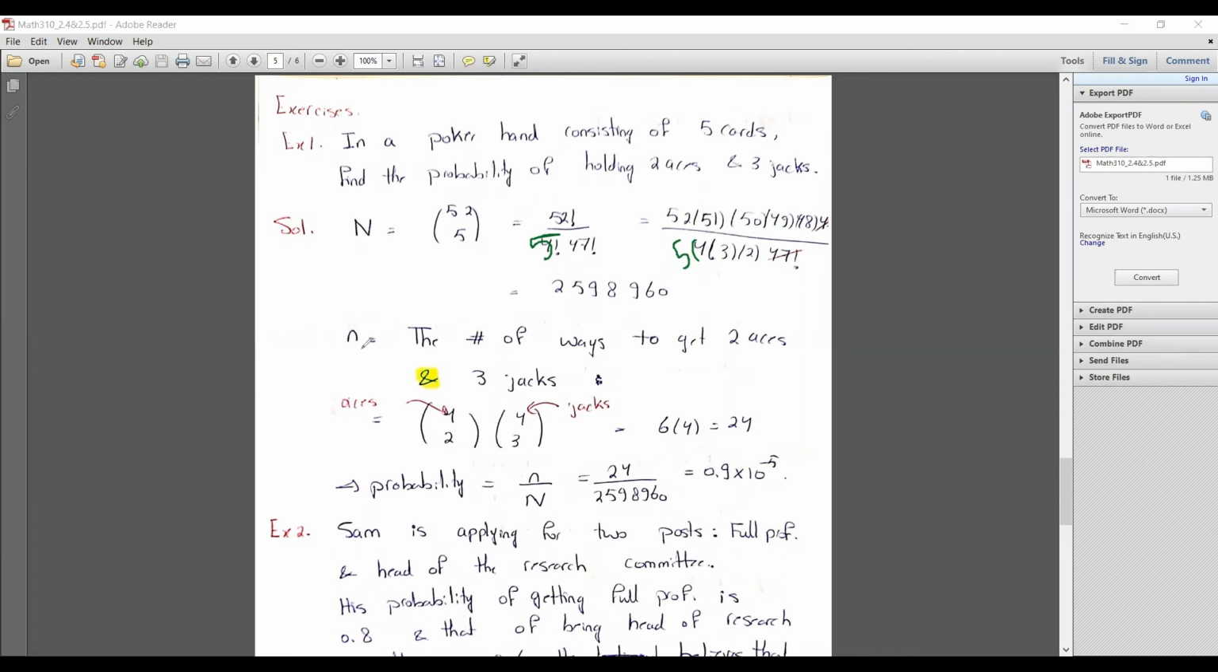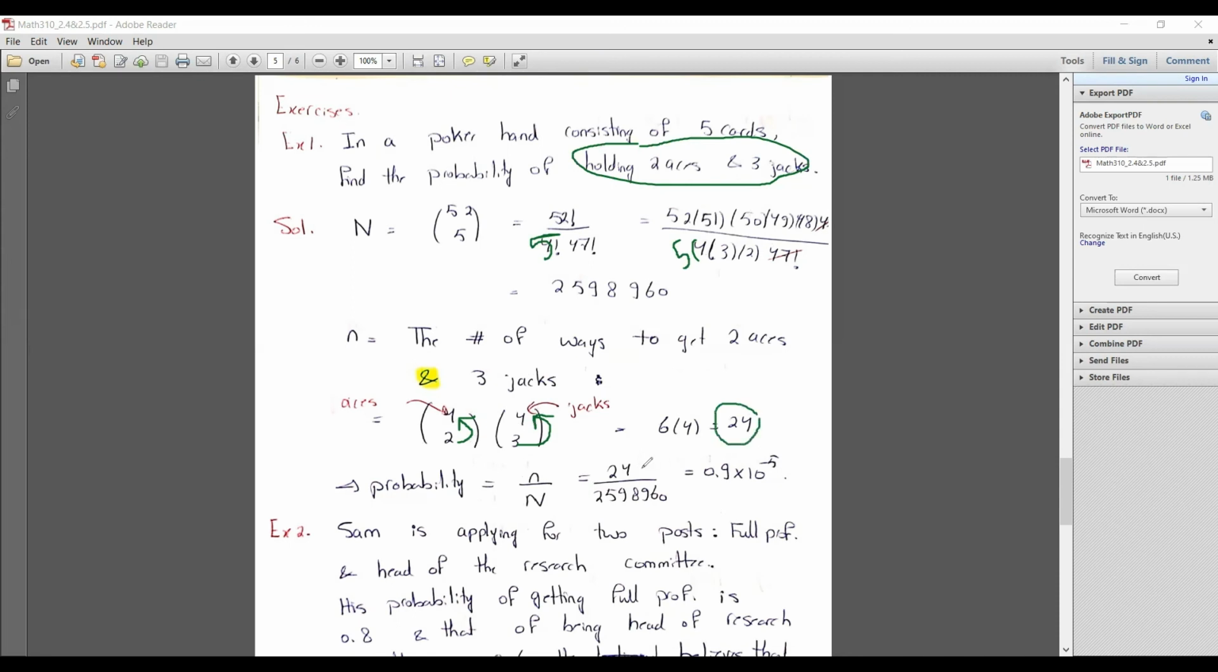So, guys, n is the number of ways to get 2 aces and 3 jacks, right? Because we are asking about the probability of holding 2 aces and 3 jacks. Now we know that in a normal poker hand we have 4 aces, so we need to take 2 out of 4 aces. And we also have 4 jacks, so we need to take 3 out of 4 jacks. Evaluating this one, 4 factorial over 4 minus 2 factorial times 2 factorial, and this one, 4 factorial over 3 factorial times 4 minus 3 factorial, we're going to get the answer as 24.